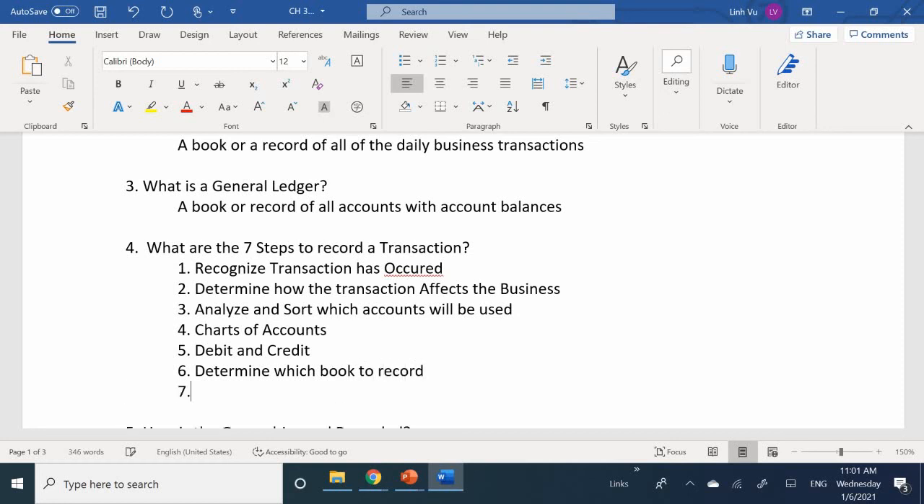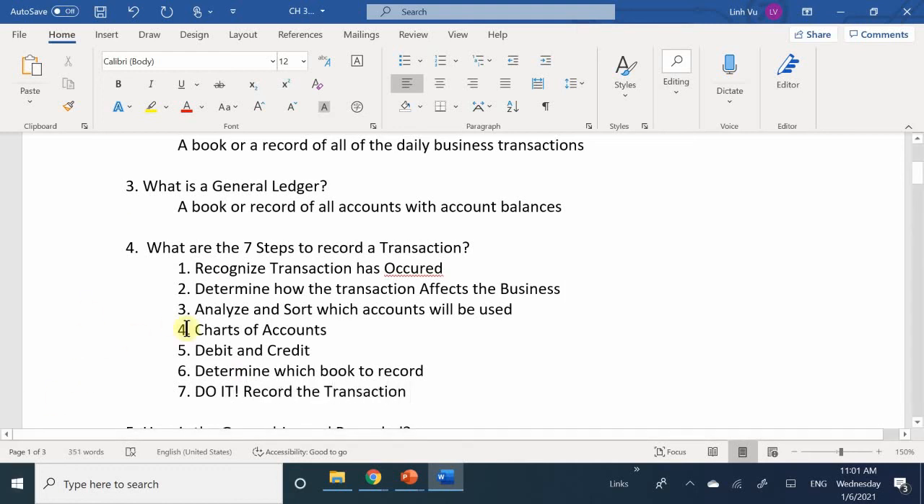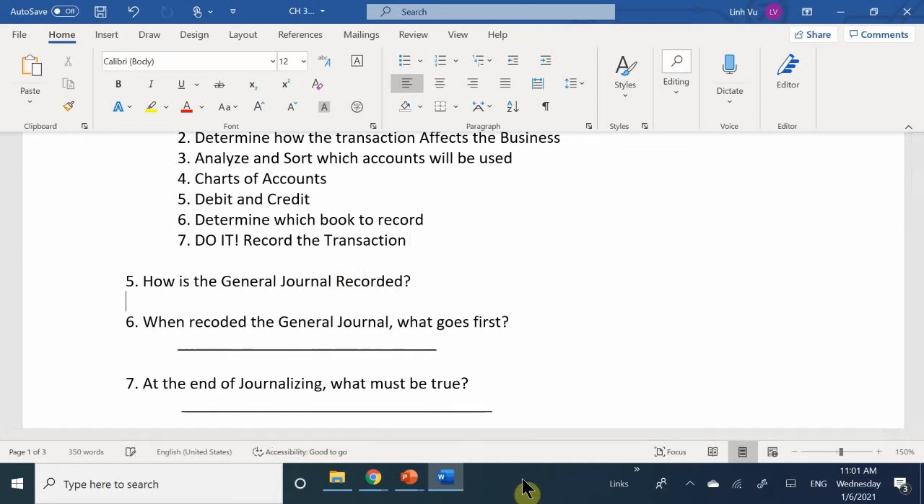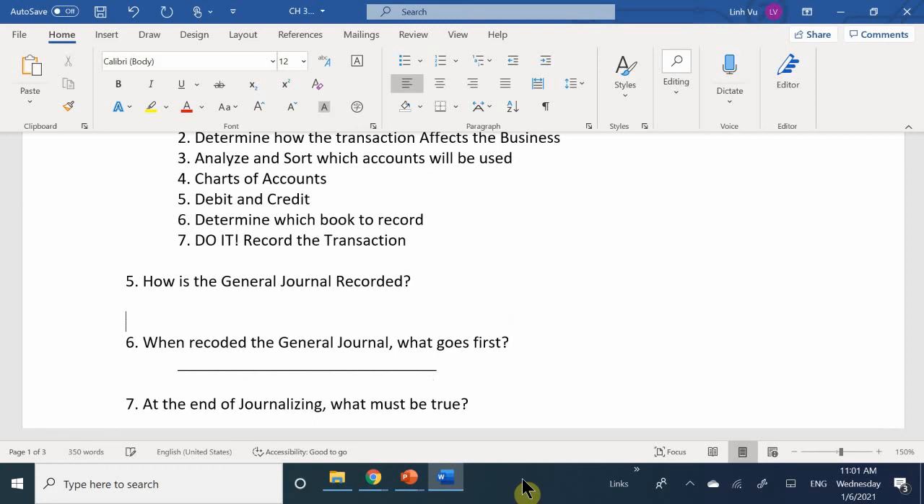And then lastly, what is number 7? Record the transaction. Good. Okay. Number 5, how is the general journal recorded? We record debits and credits. Debit first. Yes. So that's going to answer this question. This is more in the sense of when do you record the transactions?